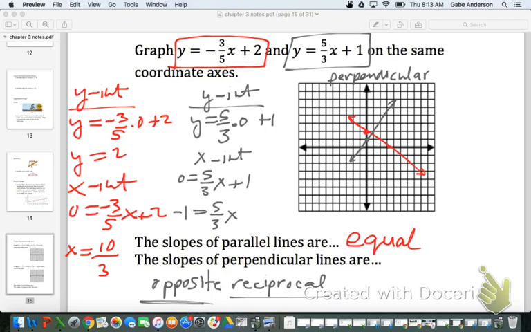Take a look here. We're going to soon learn what the slopes are. Take a look at those two numbers: negative 3/5 and 5/3.